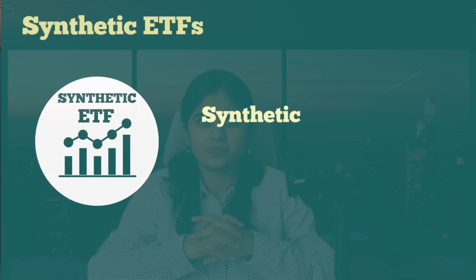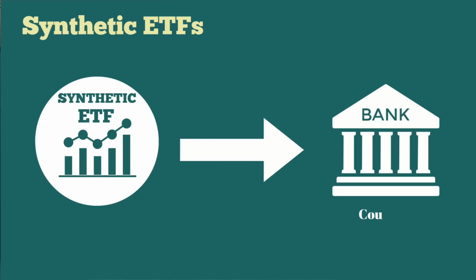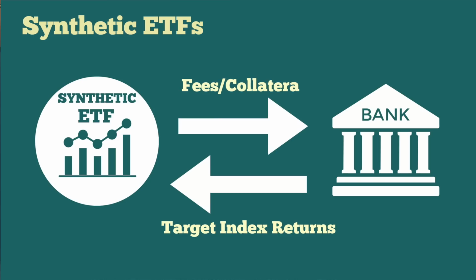They use complex instruments such as swaps or derivatives to replicate the index. Synthetic ETFs do not hold the actual assets, but instead the synthetic ETF signs an agreement with a bank or a financial company called a counterparty. That bank promises to pay the ETF exactly what the target index earns by investing in other instruments at the back end. In return, the ETF gives the bank some collateral or fees.